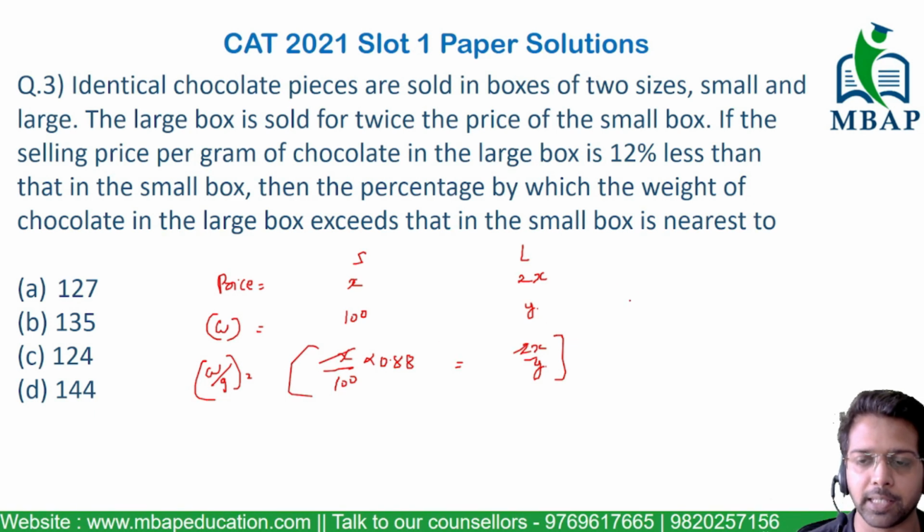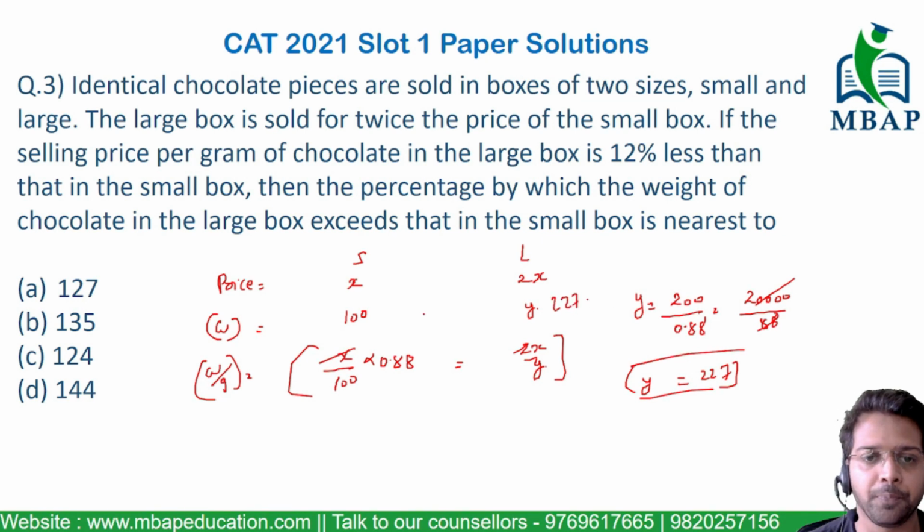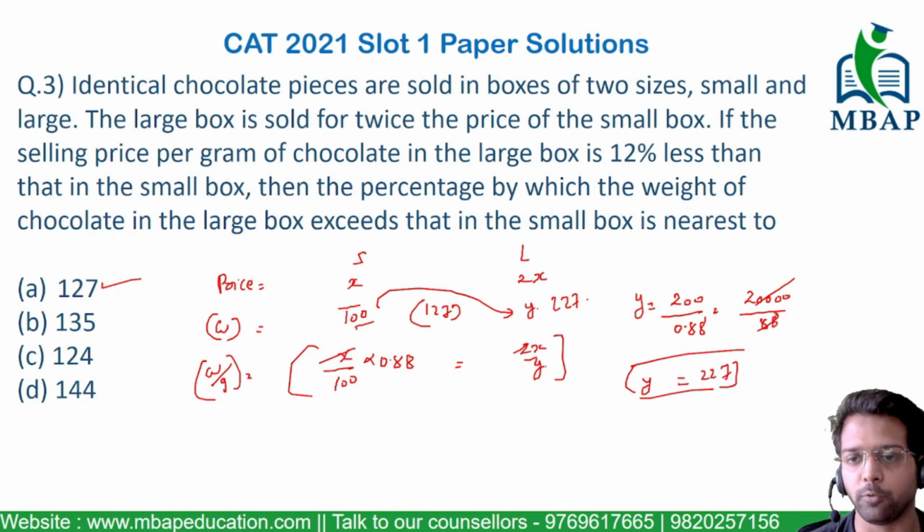Certainly x and x will get cancelled and the value of y will become 200 upon 0.88, which will also become 200 into 100 divided by 88. If you try to solve this, the nearest answer of y that you will get would be around 227 point something. So the value of y in terms of weight I got as 227. The weight in the smaller box is 100. So the difference in percentage will be somewhere close to 127%. So that's my answer, which is option number 1 for the given question.